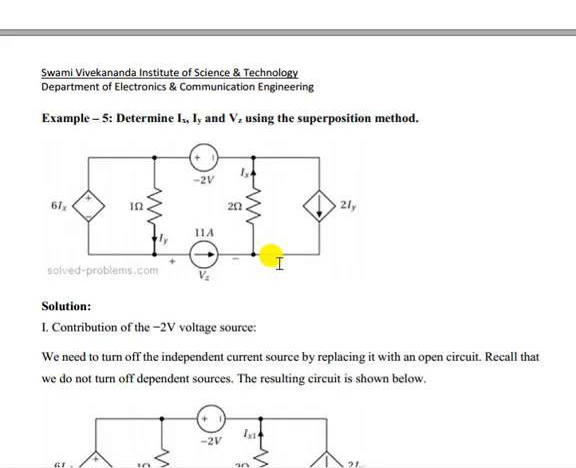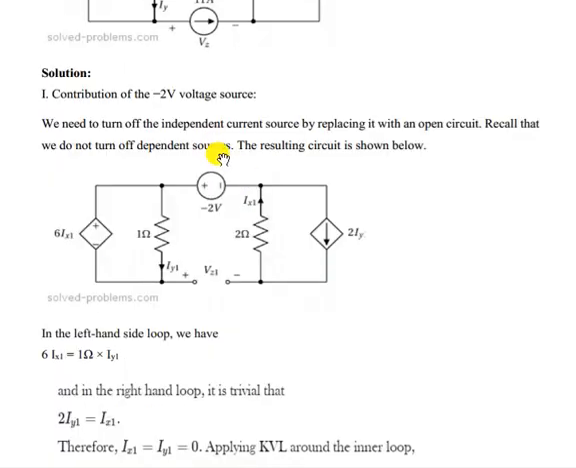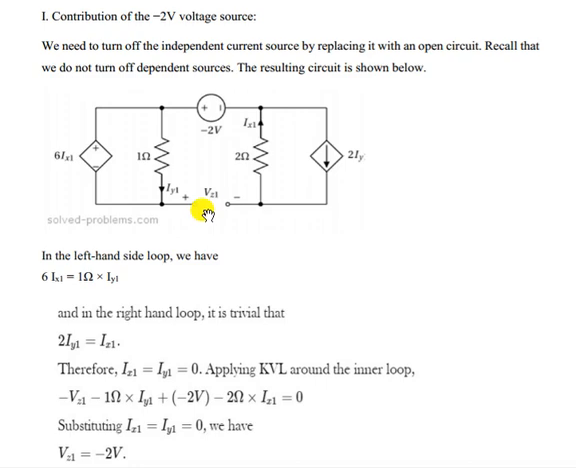So now let's see another problem. Here we have two independent sources, two dependent sources. Dependent sources we cannot touch. What we can do is make this current source open circuit when minus 2 volt is acting alone. Right now, what we can see here is that this is open circuited.